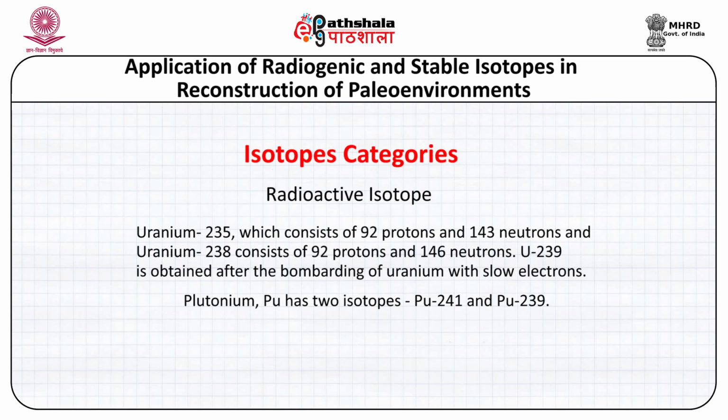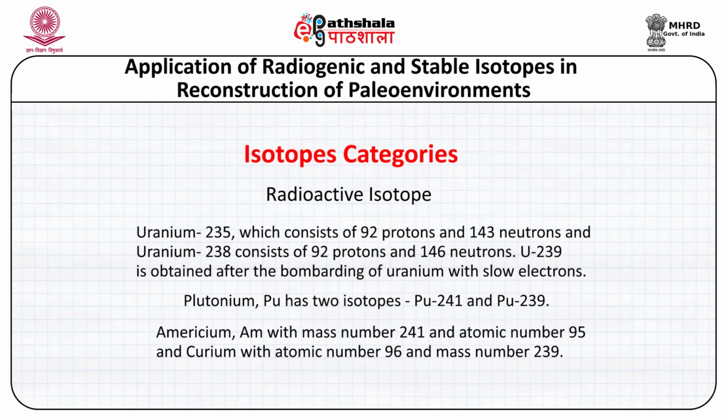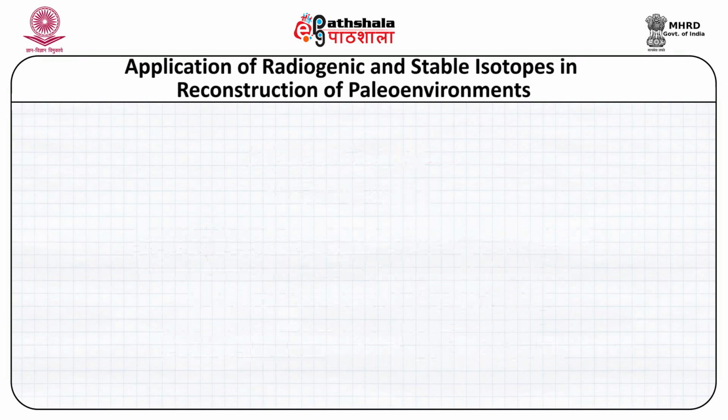Some other example is plutonium, which has two isotopes, 241 and 239, and they disintegrate to give two important transuranium elements such as americium and curium, where americium has mass number 241 and atomic number 95, and curium has atomic number 96 and mass number 239.